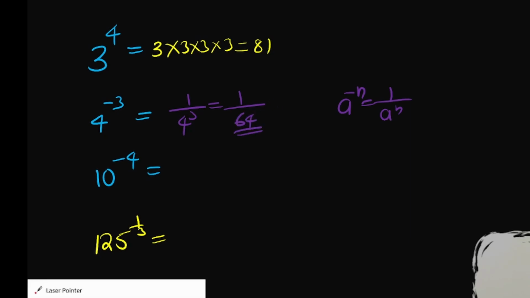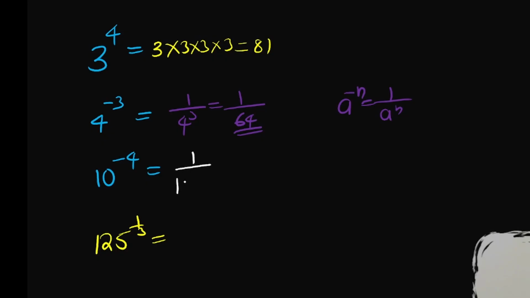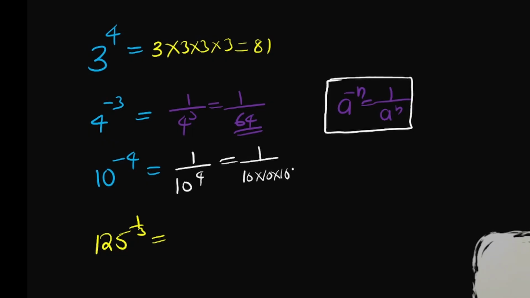Next question, 10 raised to minus 4. The answer is 1 by 10 raised to 4. Why? a raised to minus n is always 1 by a raised to n. 10 raised to 4 means 10 multiplying 4 times: 10 into 10 into 10 into 10. The answer is 1 by, 10 into 10, 100; 100 into 10, 1000; 1000 into 10, 10,000.